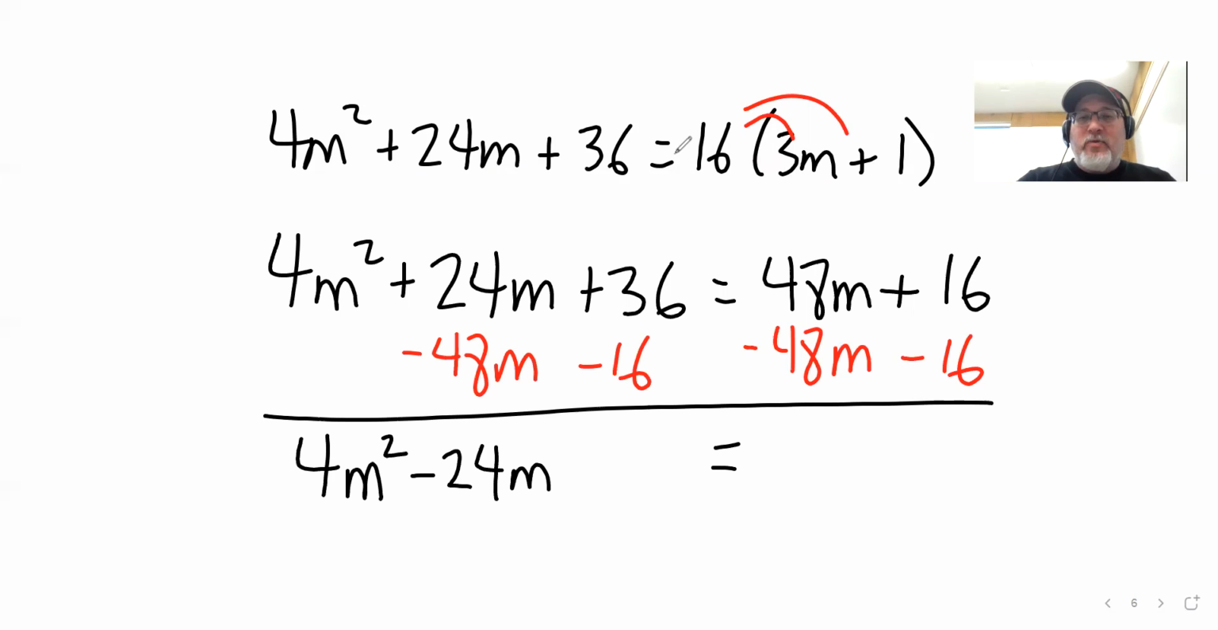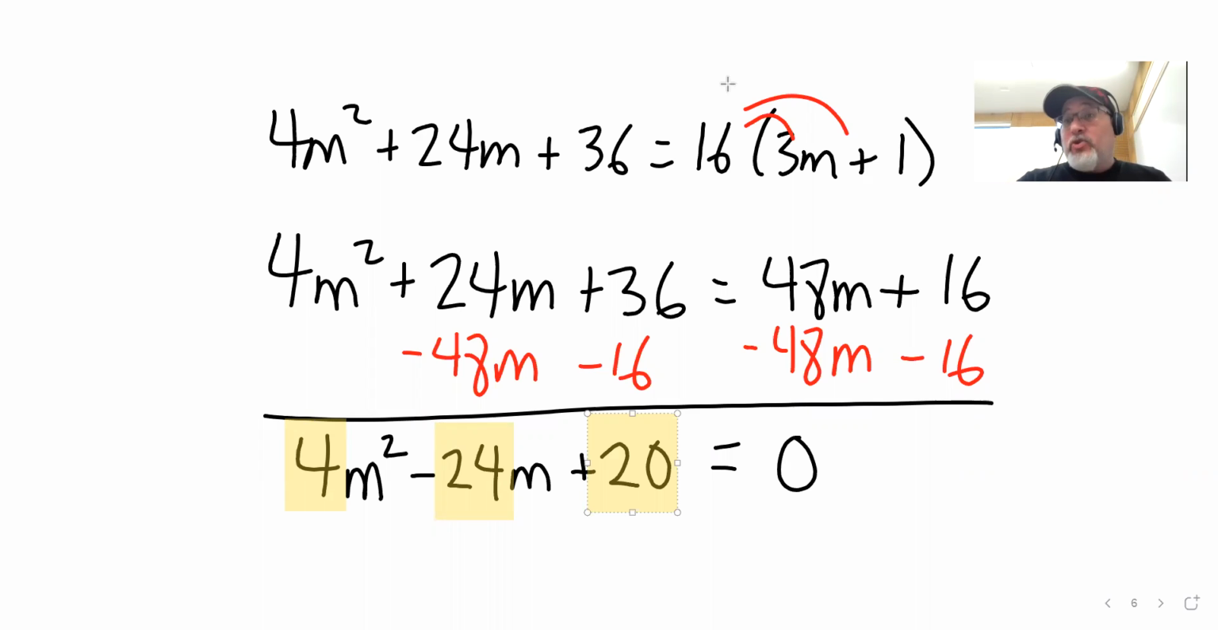And then the constants are plus 36 and minus 16, which is plus 20. And then everything on the right side cancels because of our decisions. Now, we are at a quadratic that's ready to solve. We could break out the quadratic formula. We could try factoring it. But if you notice closely, the coefficients are all multiples of 4.